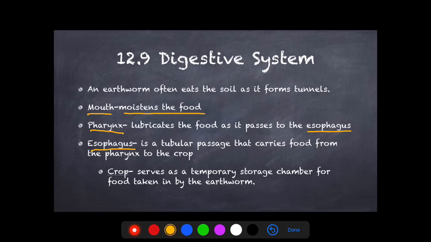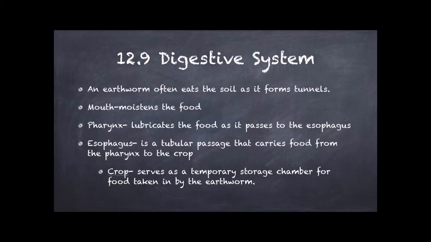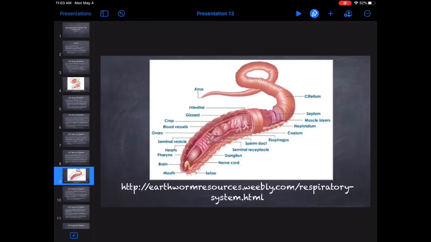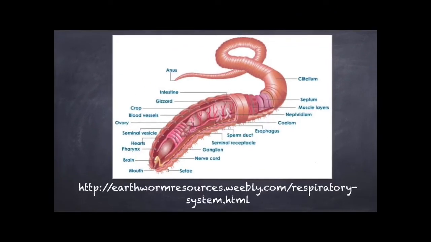And the esophagus is basically a tubular passage like it is for us, and that is going to carry the food from the pharynx to the crop. And the crop is going to serve as a temporary storage chamber for the food in the earthworm. Okay, so let's look over here for a second.